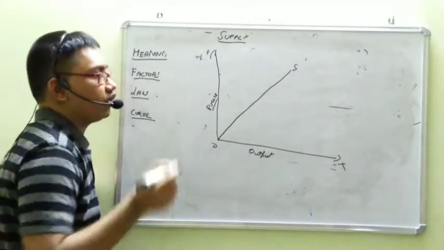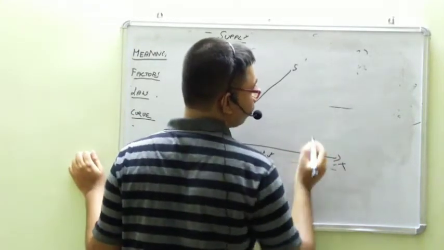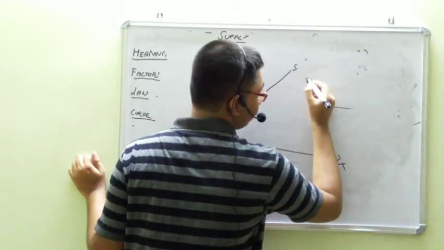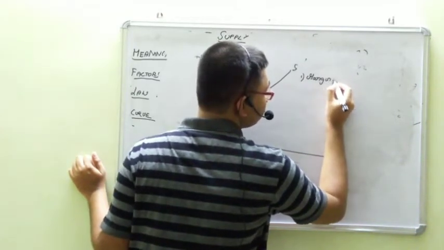There is a direct relationship between price and quantity supplied. What are the reasons for the upward slope of the curve? First one is marginal productivity theory.